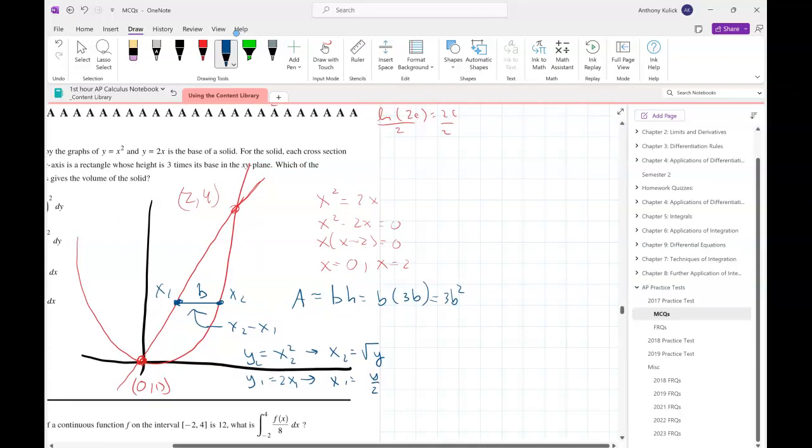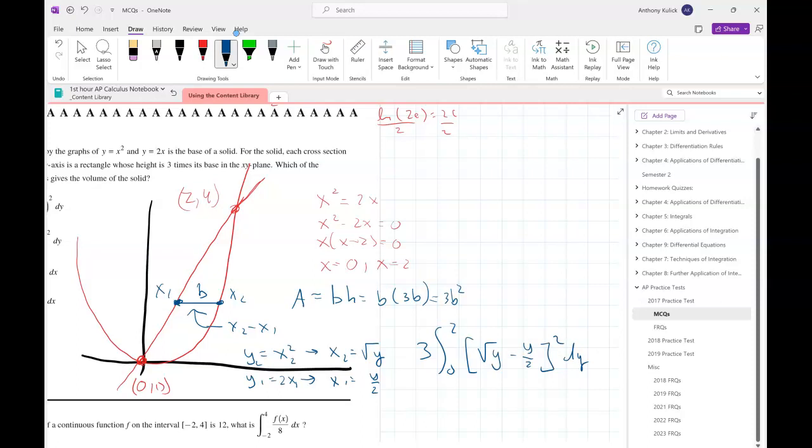So we have then the integral, or 3 times the integral from 0 to 2 of our base, which is root y minus y over 2, squared, dy. If you don't start that with a picture, I don't know what you're going to do with it. Got to have a picture to start.